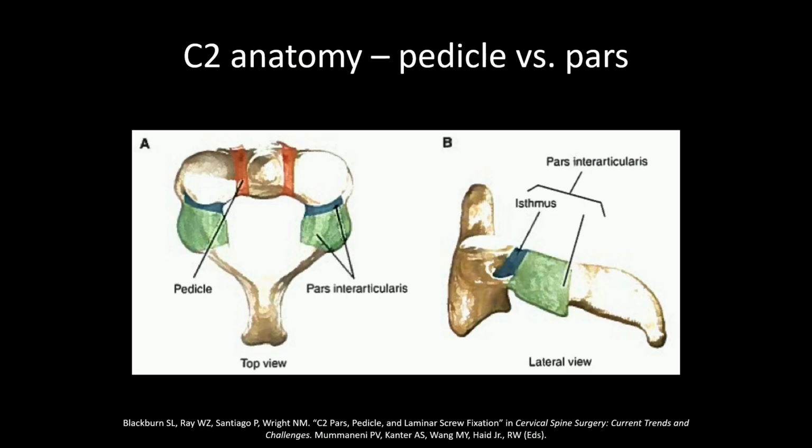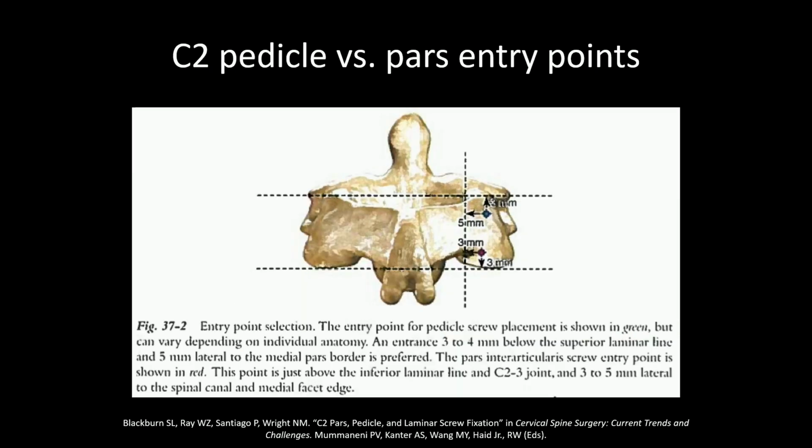This is from one of the textbooks, basically defining where the pedicle is in red and the pars is in blue. And so the pars screw will go in that green-blue area. So the pedicle screw will go much more medially. And the entry points, I always ask the fellows, what are the entry points for these screws?